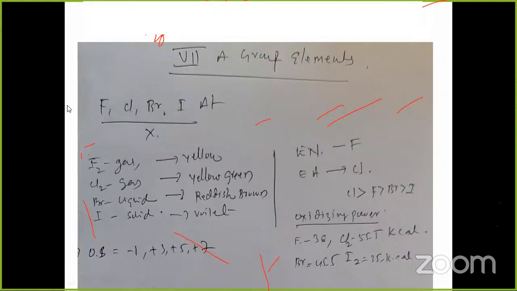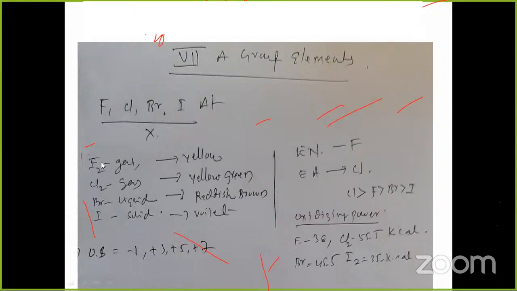So -1 is common to all, but due to big atomic size and having vacant d orbitals, sometimes they exhibit not only -1, they also exhibit +3, +5, +7. The common oxidation state is -1. Along with -1, they exhibit +1, +3, +5, +7. The maximum is 7 and the minimum is -1. The electron configuration is ns2np5. And the physical state from top to bottom: gas, liquid, solid.